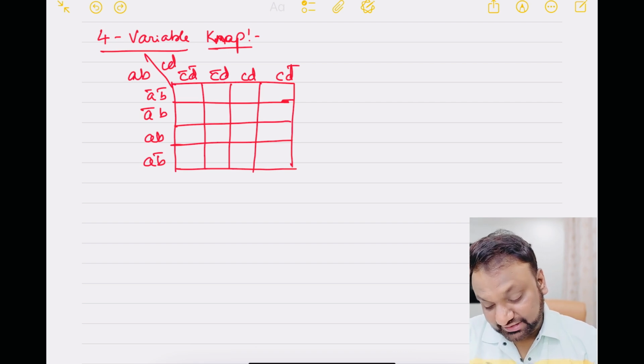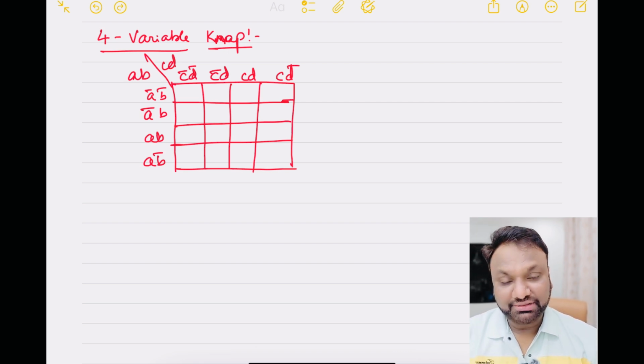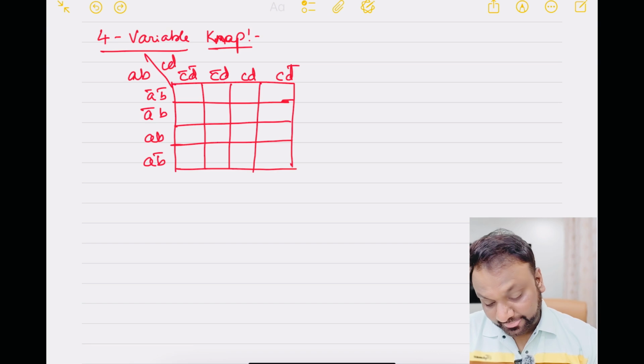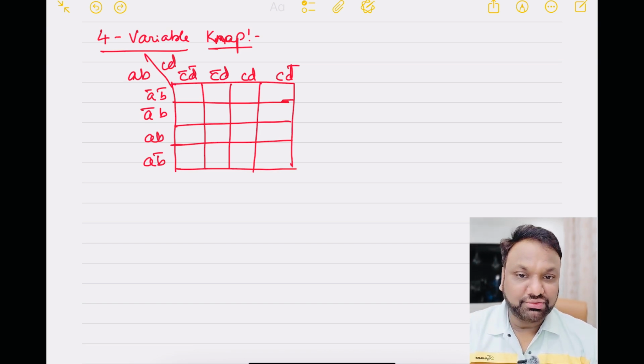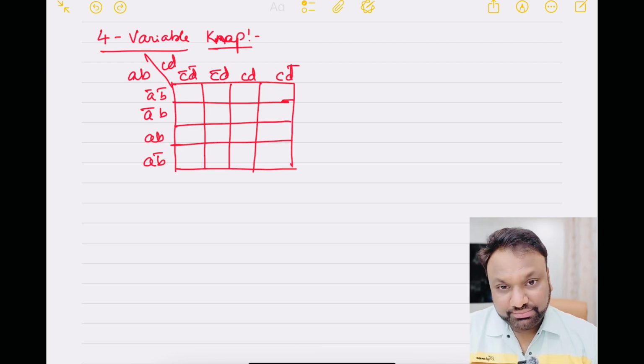In this lecture we will try to see a 4 variable K-map. In the last lecture we have seen up to 3 variable. So if the number of inputs are 4, then we will be using a 4 variable K-map for the minimization of the Boolean function. 4 variable K-map means 16 cells.